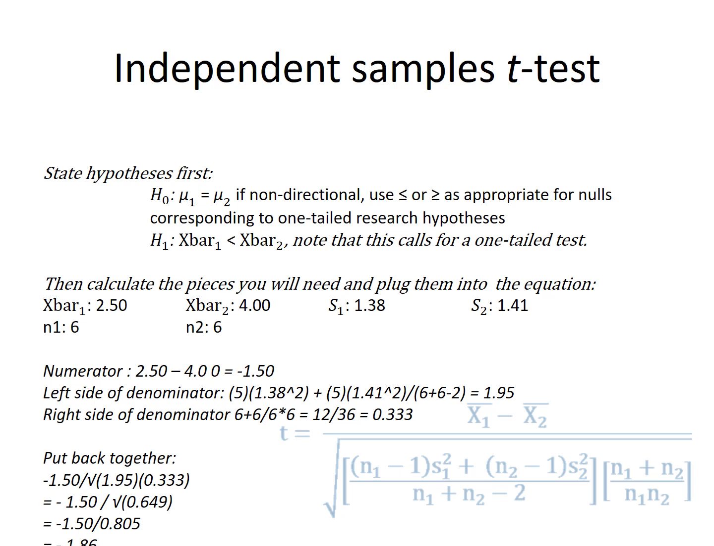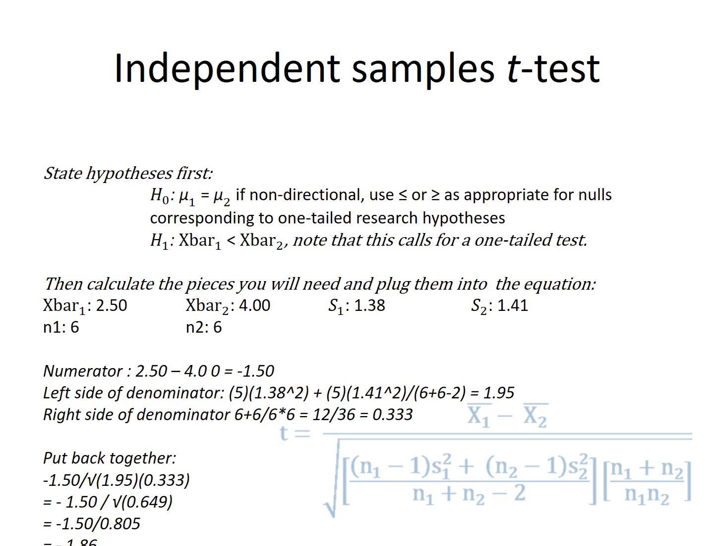Now let's look at the second side here, the brackets to the right side where it says n1 plus n2 divided by n1 times n2. So here I'm just going to plug in the sample sizes. That's going to be 6 plus 6, which is equal to 12, divided by 6 times 6, which is equal to 36. So for the brackets to the right, I get 12 divided by 36, which is the same as 1/3, or 0.333. I'm going to round that here to 0.33 for ease.